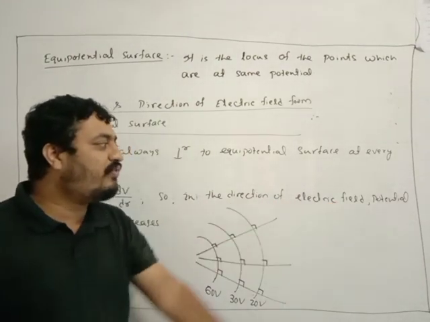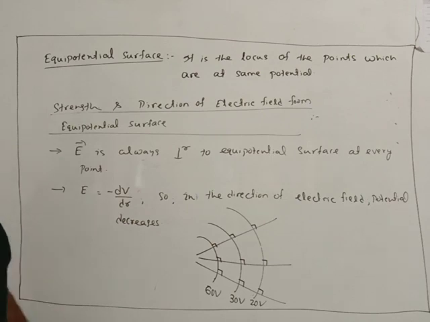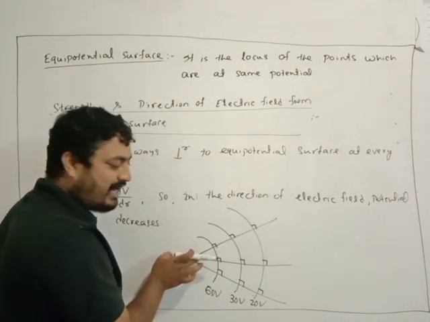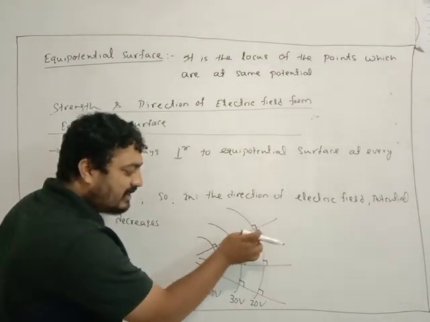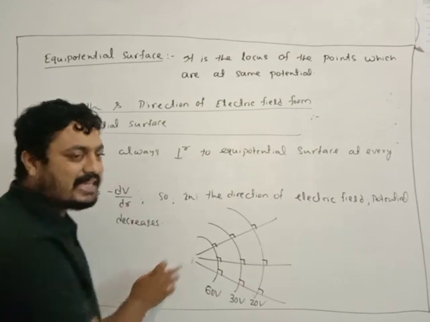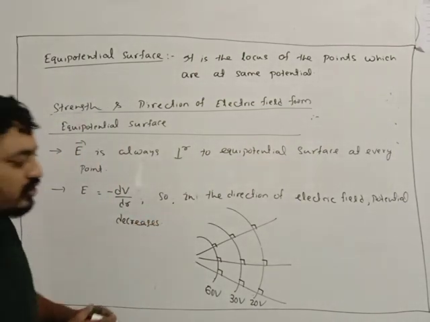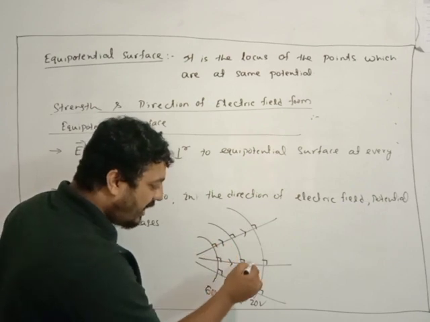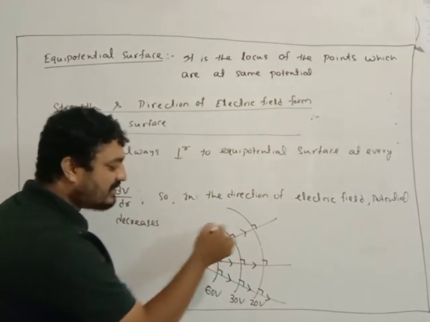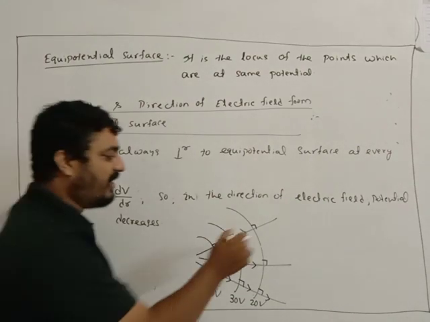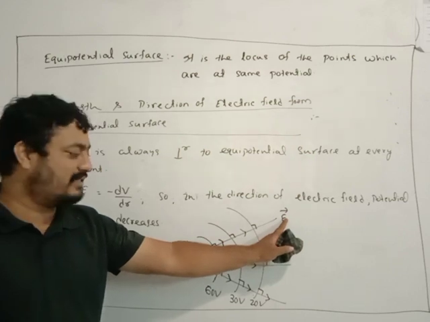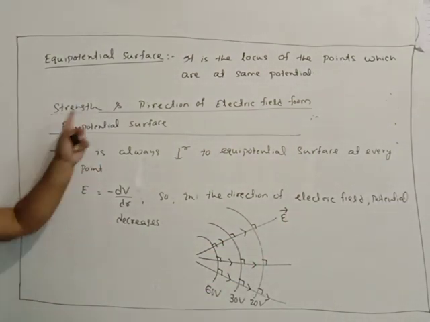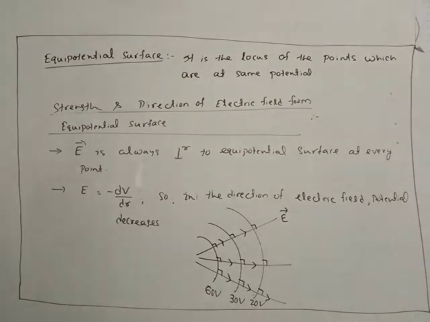So in the direction of electric field, potential decreases. I can take two directions along the line here, either inwards or outwards. If I take inwards, then the potential increases. This cannot be the direction of electric field. So the possible direction of electric field is outwards. So this is the direction of electric field. At any point you can calculate. At this point electric field is directed this way. So this is how we can calculate direction of electric field from equipotential surface.